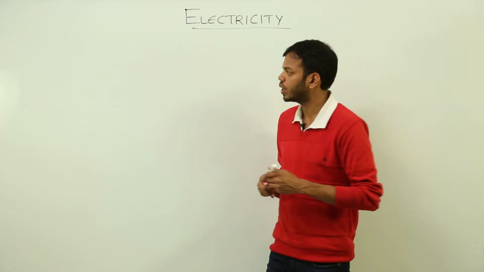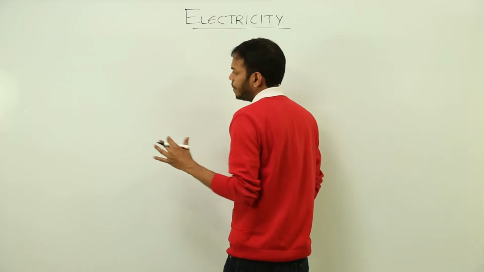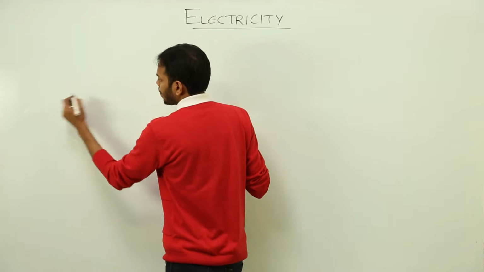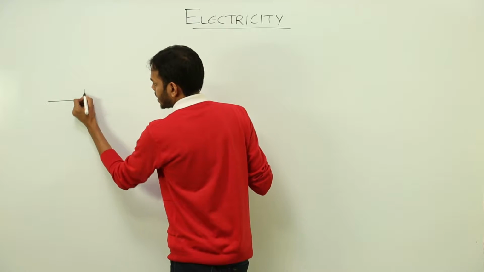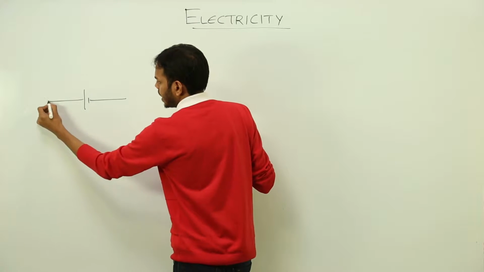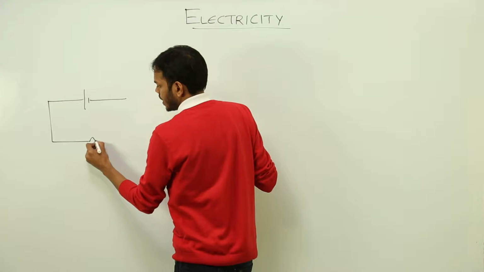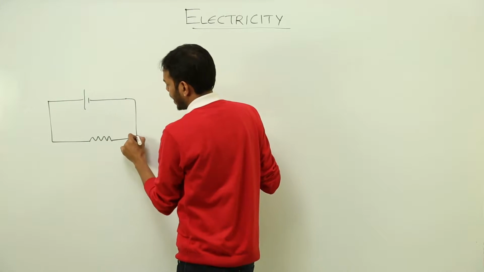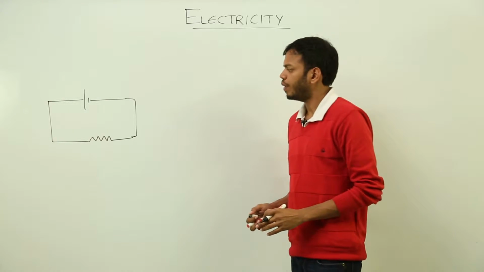So now we know how to construct a circuit diagram, right? So let me draw a very simple circuit diagram. I have a cell and I have a resistor, and I have joined them. Now there was this scientist.